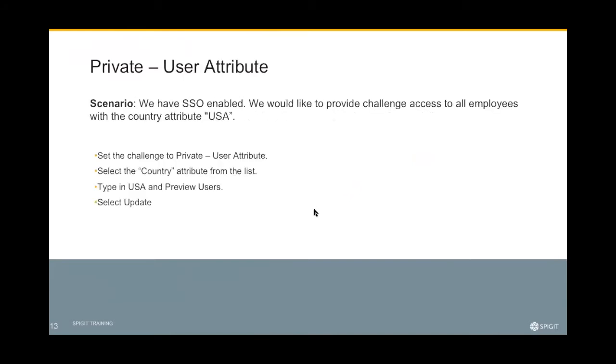Private user attribute. So in this scenario, we have SSO enabled. We would like to provide challenge access to all employees with the country attribute USA. What we'll do is set the challenge access setting to private user attribute. We'll select the country attribute from the list. This is in a dropdown. And then we'll type in the attribute value USA and we'll preview the user list.